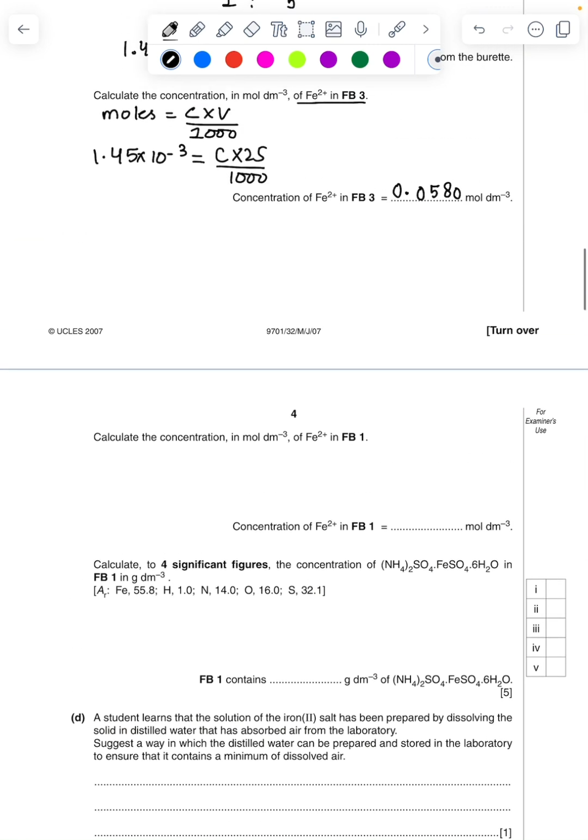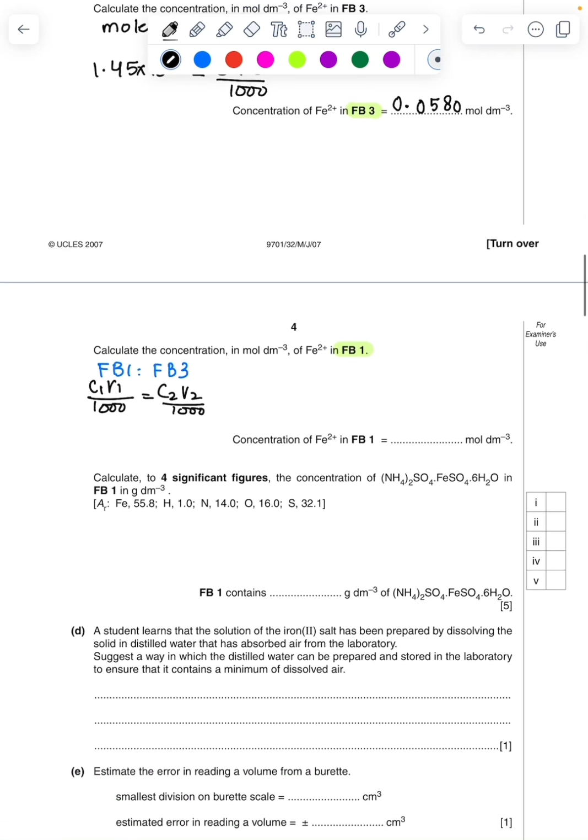Then the examiner says calculate the concentration in mole per dm cube of Fe plus 2 in Fb1. So we have calculated the concentration of Fb3, and we have to calculate the concentration of Fb1. So we can easily link the two of them like this. I know that Fb3 is the diluted solution of Fb1. So what I can do is, we can use the formula C1V1 over 1000 is equal to C2V2 over 1000, because volume is in cm cube.